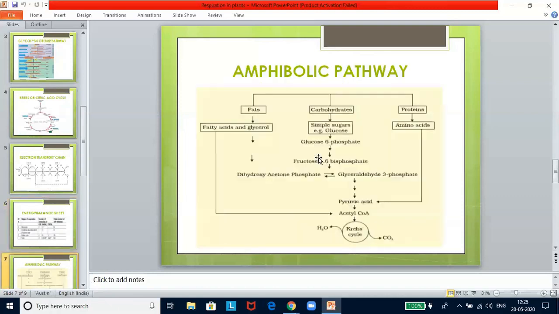Now let us look at the amphibolic pathway. Glucose is the favored substrate for respiration. All carbohydrates are usually first converted into glucose before they are used for respiration. Apart from carbohydrates, there will be fats and proteins too. When a cell is starving, the first source will be carbohydrates, the second source will be proteins, and finally it will be the fats that will be taken as the substrate.